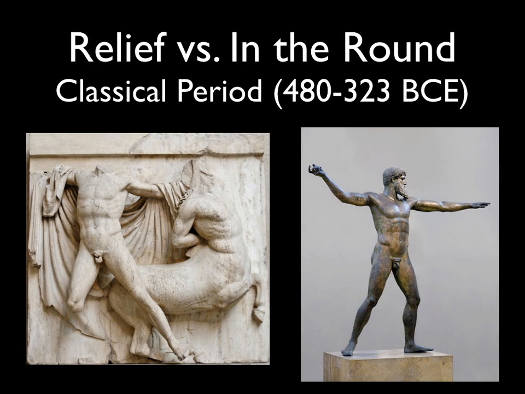In the round, as this Zeus of Artemision is, is a sculpture that we can walk around. He's three-dimensional. He's lifelike. We can see all sides of him. The Lapith and Centaur on the left, which is one of the metopes on the Greek Parthenon, we can only see from, I guess we could say we could see the front and the sides, but we can't see the back because it's attached to the back.